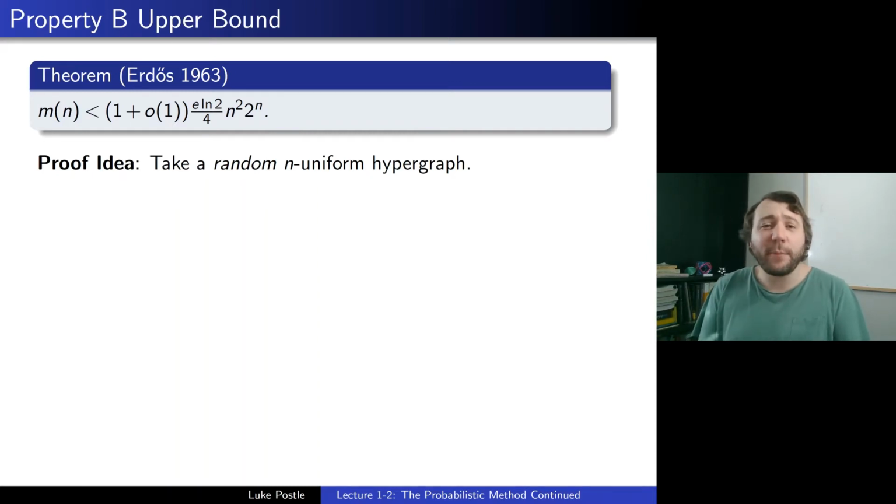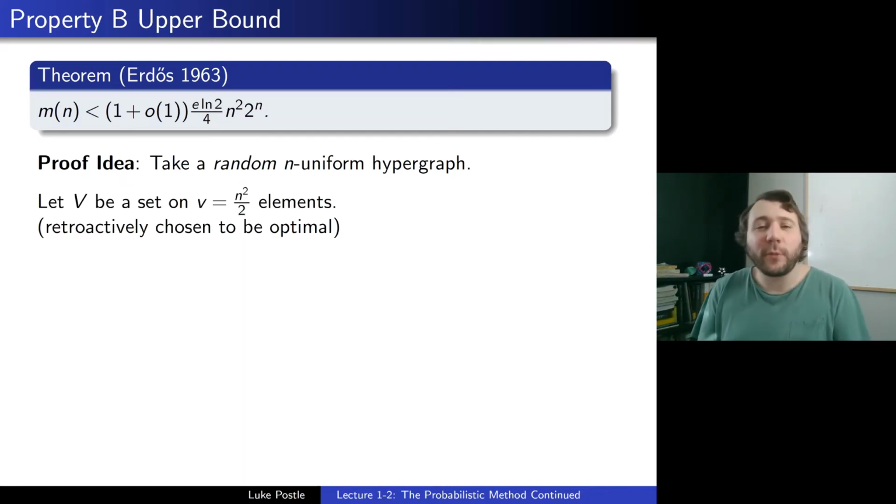So this is a bit of the slippery part. How do we actually make this randomness work? Well, we will choose a number of vertices. So we'll let V be a set on little v, that's going to be equal to n squared over 2 elements. So we're going to restrict ourselves to doing randomness only on a certain number of vertices. All right, so that's going to be part of the proof.